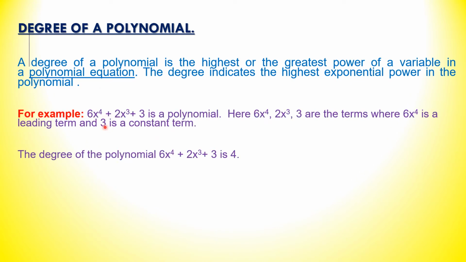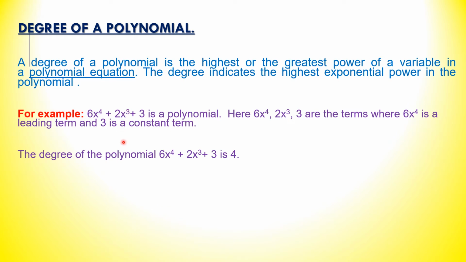See this expression. 6x to the power 4 plus 2x to the power 3 plus 3 is a polynomial because the powers are whole numbers. So we can tell that it is a polynomial. Here 6x to the power 4, 2x to the power 3 and 3. We have three terms here where 6x to the power 4 is a leading term, that is the first term, and 3 is a constant term.